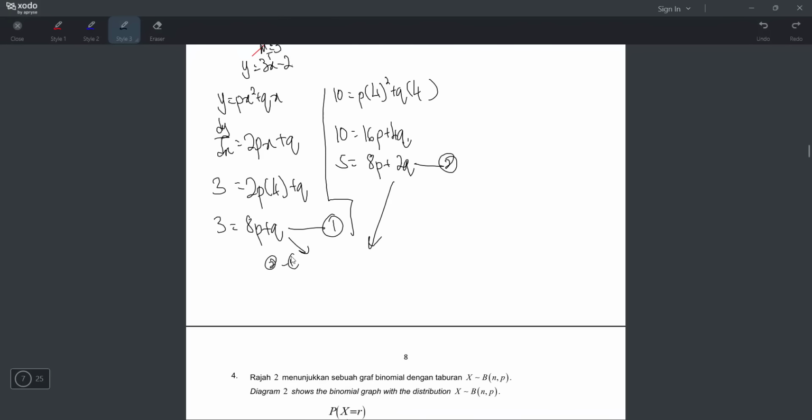Okay. That is why just now here I divide by 2. That's why I divide by 2. Because I realized all these numbers can divide by 2, and I also realized after dividing by 2, this 16 will become 8. And then the 8p can be cancelled.